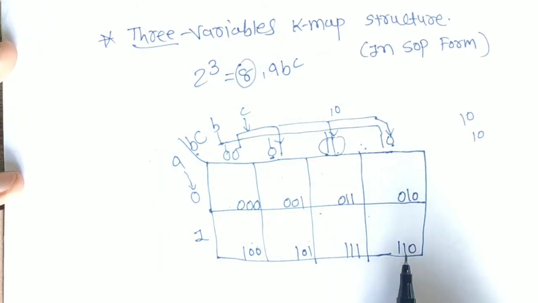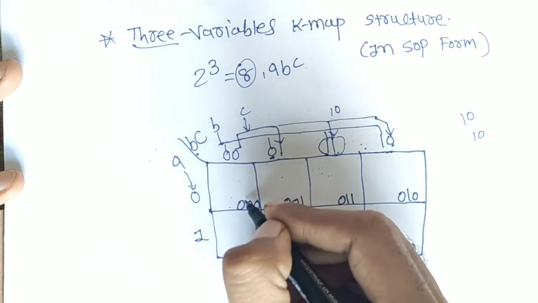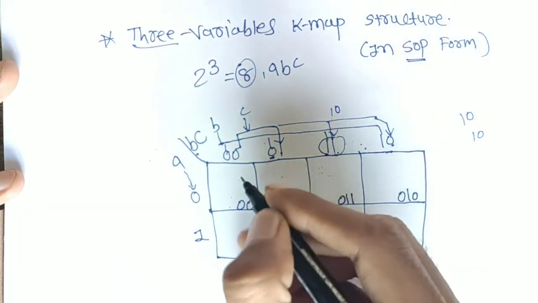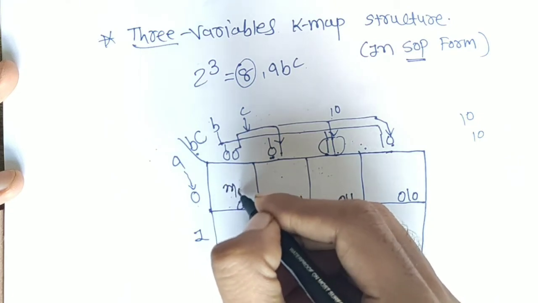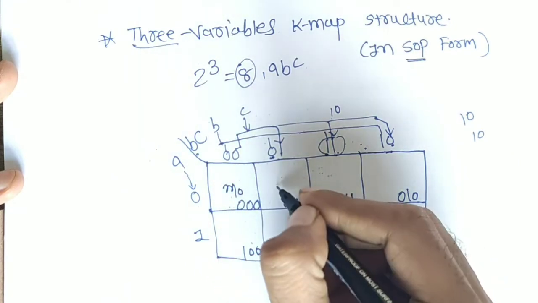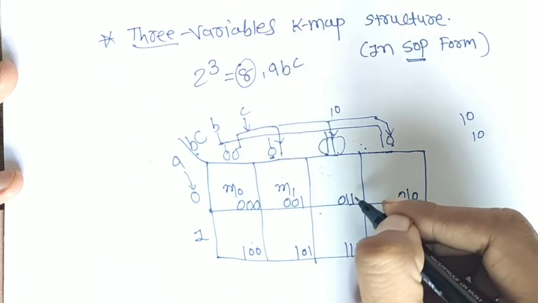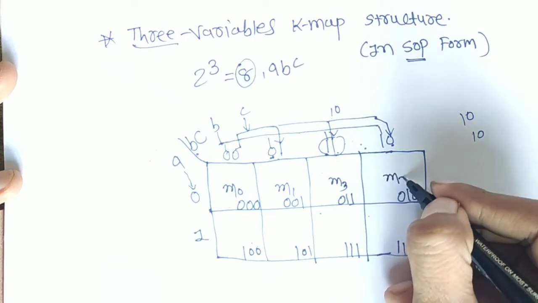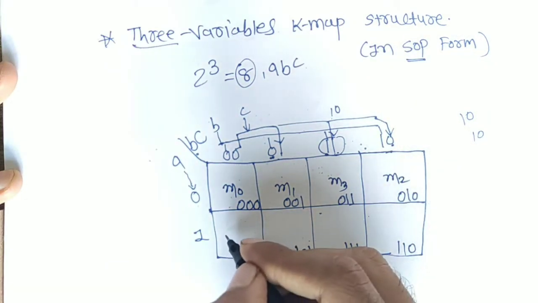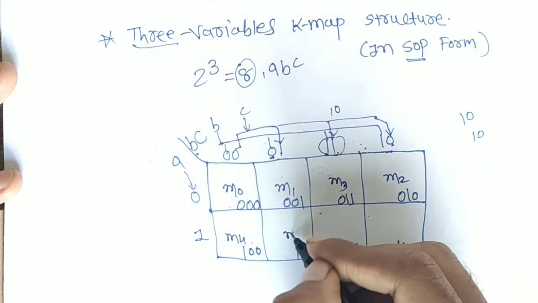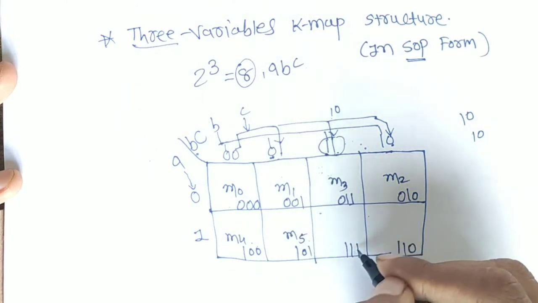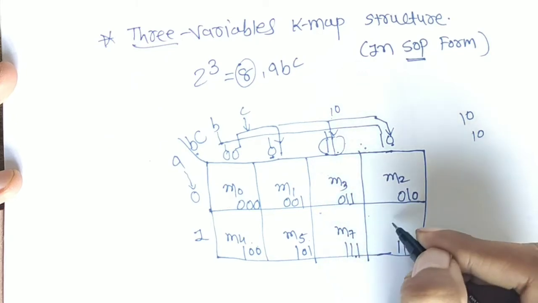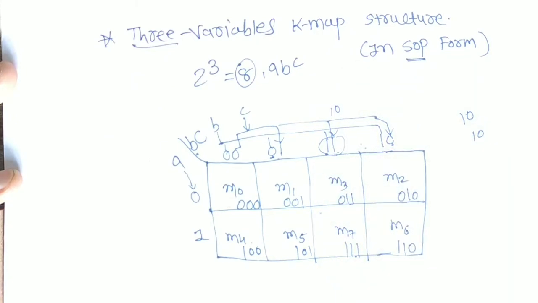Now in terms of the binary, we can convert these binary terms into octal, right? So this is the equivalent value of 0, and in SOP form we can represent it as a small m, m0. Here this is the value of m1, this is the value of m3, not m2, right? This is the value of m2. Now this is the value of m4, this is the value of m5, this is the value of m7, not m6, and this is the value of m6, right?